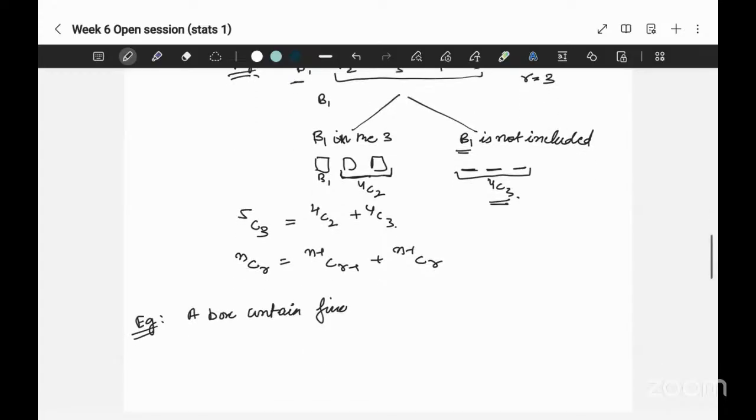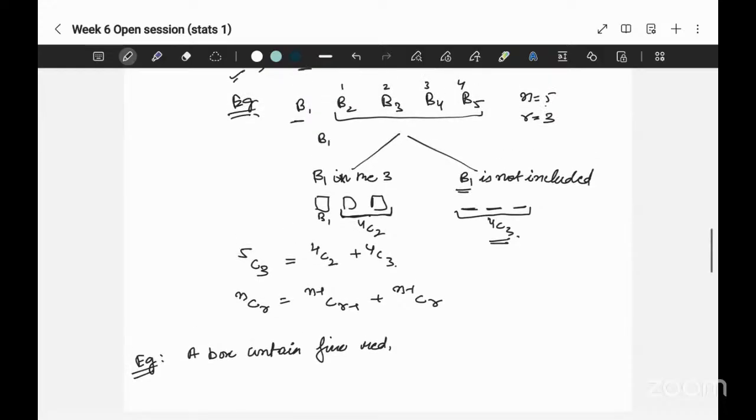Now is it fine? Ma'am, but how can we write 5C3 equal to 4C2 plus 4C3? See, from the five balls, I have to choose three balls, correct? Now I can have two conditions: B1 is included in the three balls, or B1 is not included in the three balls, correct? B2, B3, B4, B5 are there. I can have these two conditions. Can I have that? Yes, ma'am.